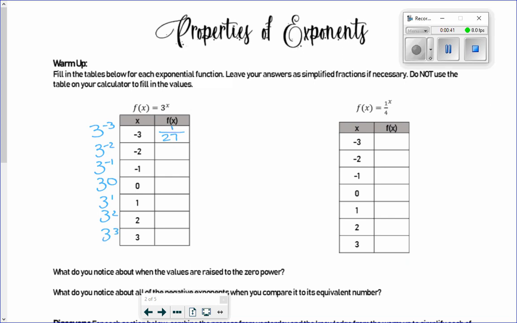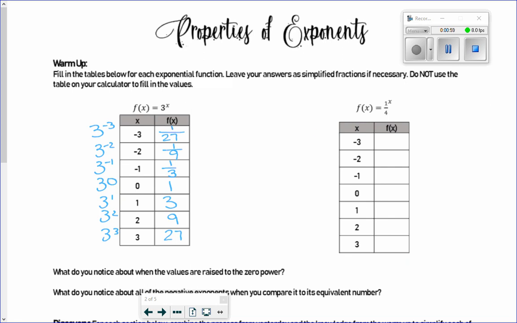All right, what's 3 to the power of -2? 1/9. 3 to the power of -1. 1/3. Then 3 to the power of 0. 1, and then 3, 9, 27. All right, we're going to talk about what's happening in this table real soon. Well, let's first complete the following table.